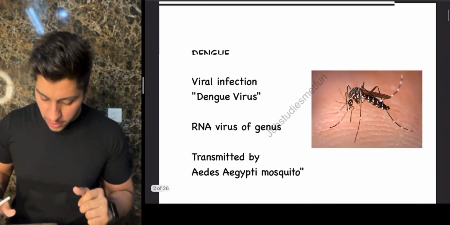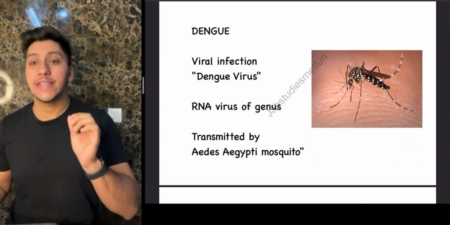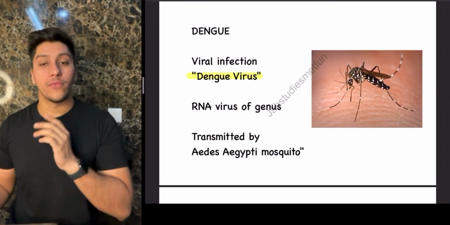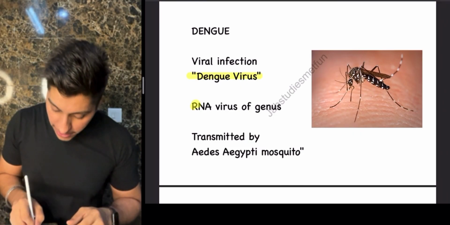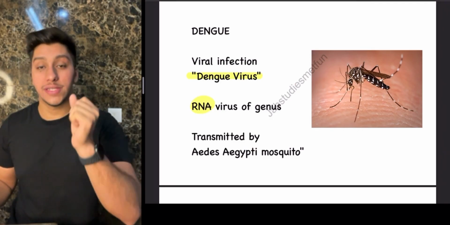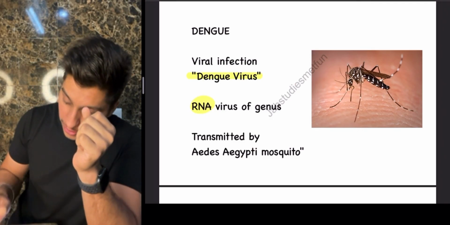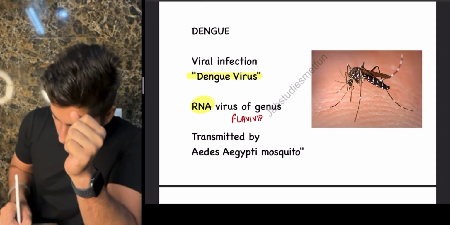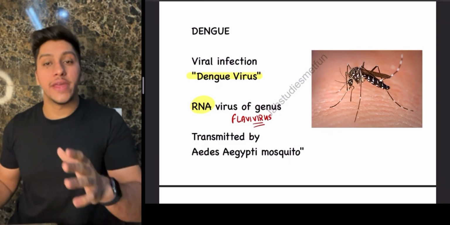So let's start. First of all, know what is dengue. Dengue is a viral infection, and the virus is going to be your dengue virus. What type of virus is it? RNA or DNA? It is an RNA virus. And next they will ask you what is the genus. The genus of dengue is going to be flavivirus. Flavivirus. Okay. Next is the transmission.